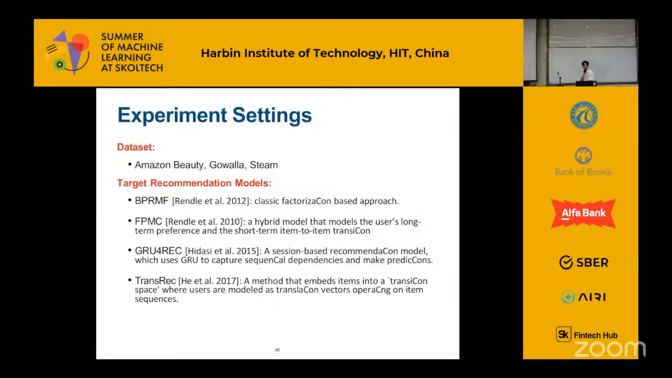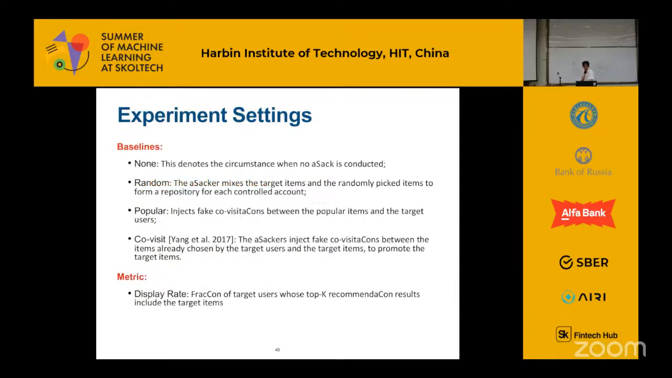This is the experiment. I will go through it really quickly. The target recommendation and victim recommendation models are the MF, FPMC, the trace recommendation system, and the GRU for REC. The baseline attack is called the cohabitation attack, which fixes the cohabitation between the users and between the target user and the target items in order to make the attack happen. The metric here is called the display rate, which means the fraction of the target users whose top-k recommendation results have the target item.